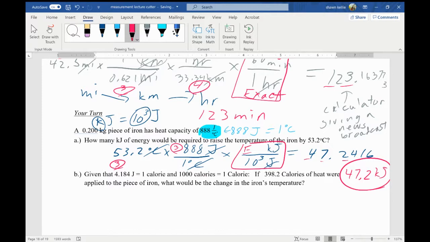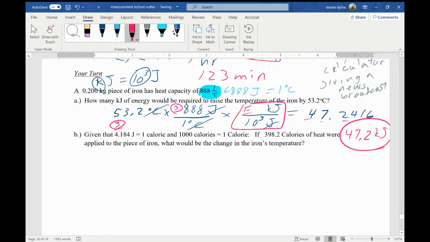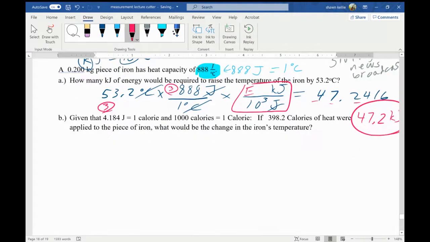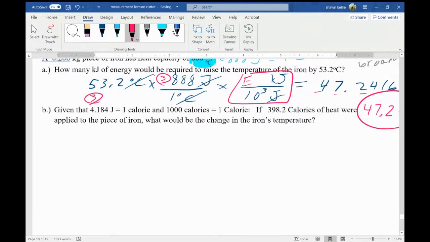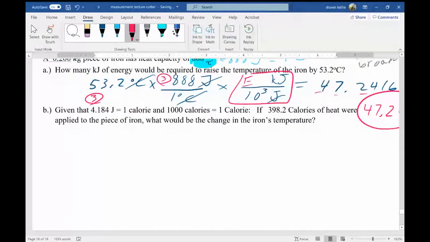Now I'm going to let you try this last one real quickly before I steal all your fun. Given that 4.184 joules equals 1 calorie, lowercase, and that there are 1,000 lowercase calories in 1 capital C calorie, if 398.2 capital C calories of heat were applied to a piece of iron, what would the change in the iron's temperature be? And I will try to be quiet for 1 minute while you guys take a stab at that.